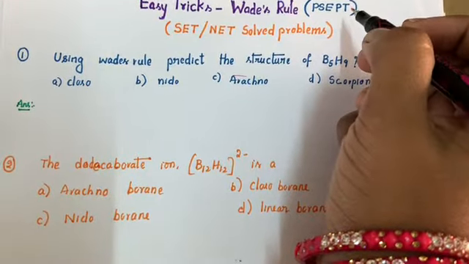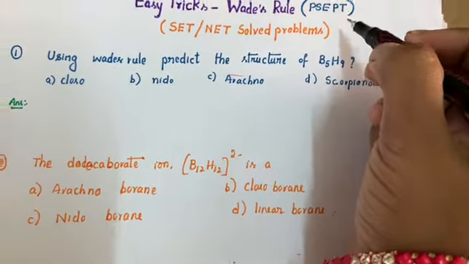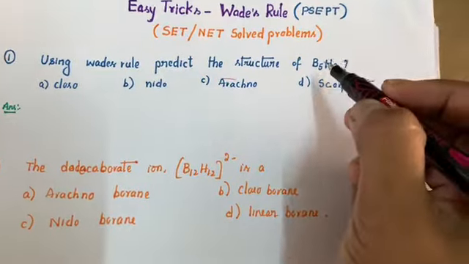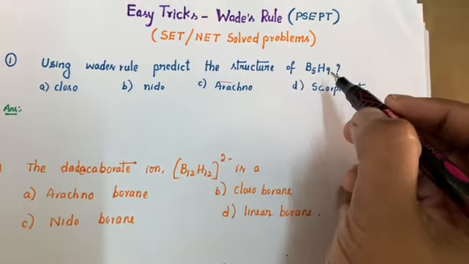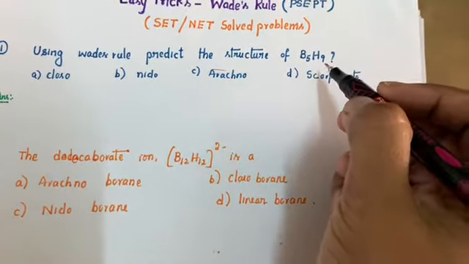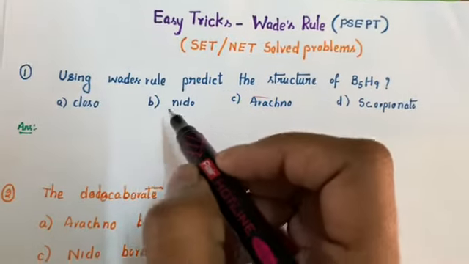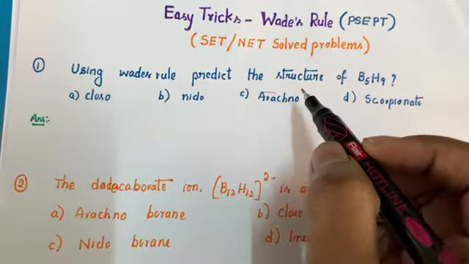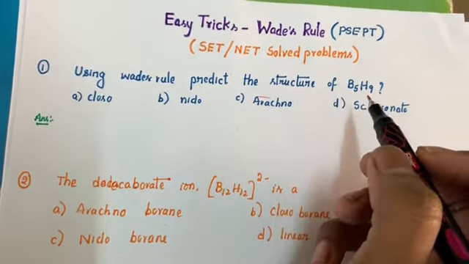So this theory basically provides the electron counting, which is very useful to predict the structure of clusters like carboranes, boranes or main group clusters also. So let's see the question. The first question is: using Wade's rule, predict the structure of B5H9.